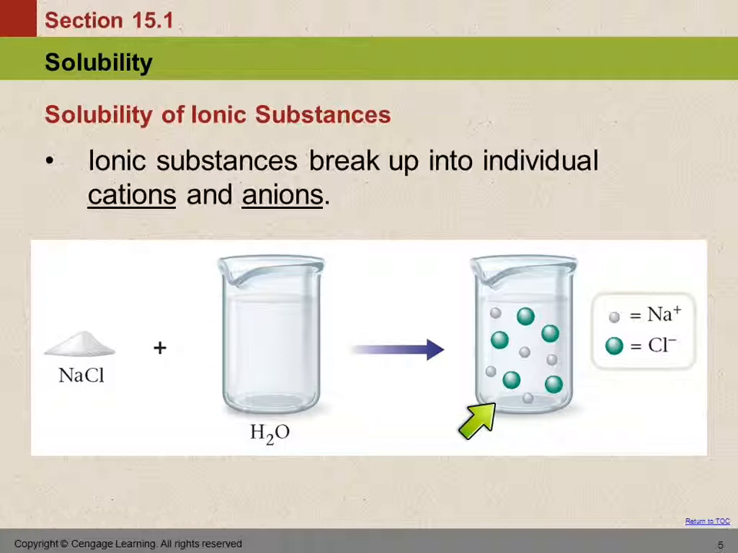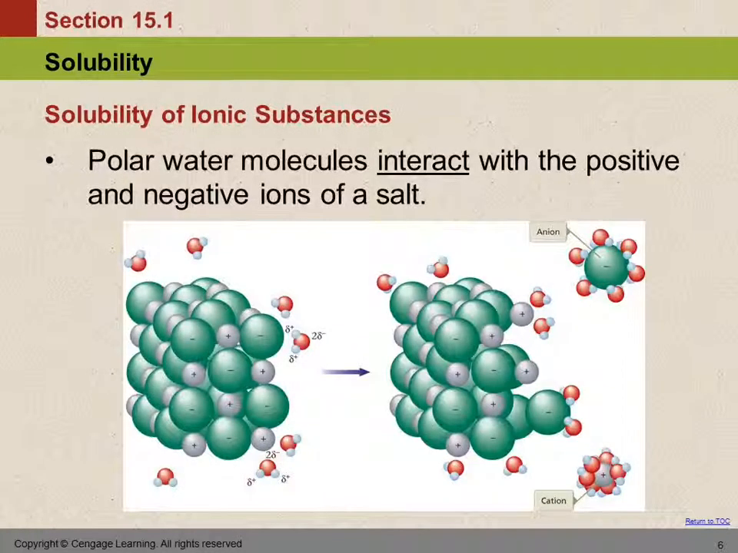So what happens with ionic substances is when they dissolve, they break up into individual cations and anions. You see here in this illustration, we've got the cations, the sodium ions, and the chloride ions, and they separate, and that's how they dissolve in water. They can do this because the water molecules are polar.